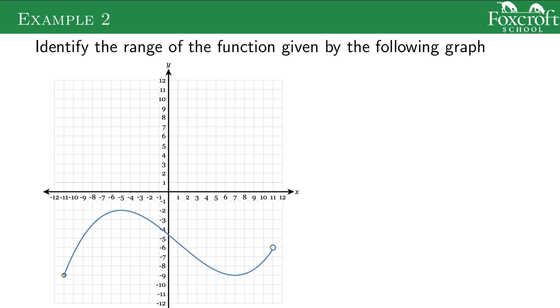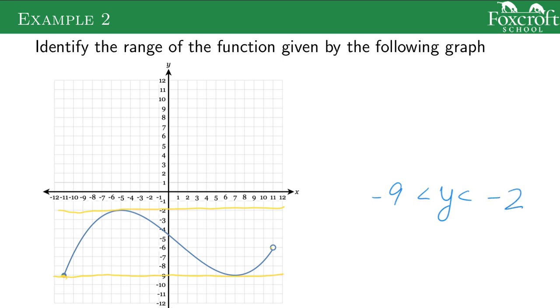So again, you're thinking about the lowest y value hit. If I think about the bottom, the lowest y value hit is right there at -9. And the highest y value I hit, if I'm coming down from the top, is right there at -2. So on the left is the lowest value, -9. The highest value is -2.